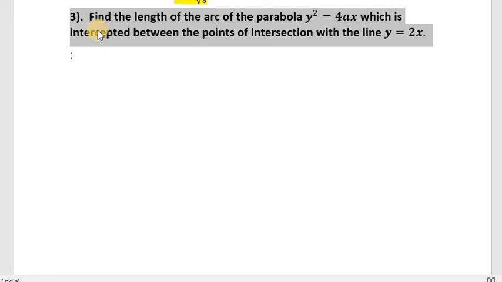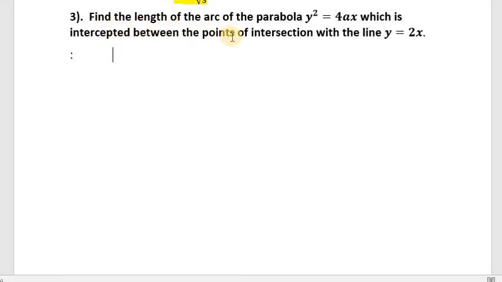Problem 3. Find the length of the arc of the parabola y square is equal to 4ax, which is intercepted between the points of intersection with the line y is equal to 2x. That means a parabola y square is equal to 4ax is intersected by a line y is equal to 2x. First let us solve these equations and find out dy by dx.